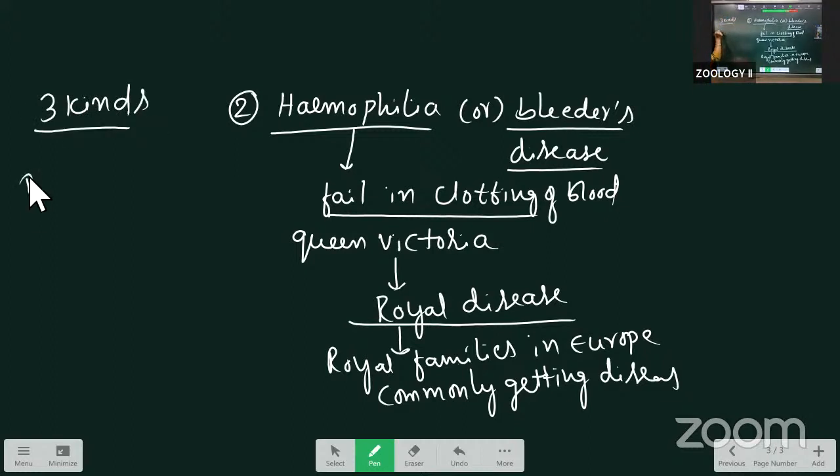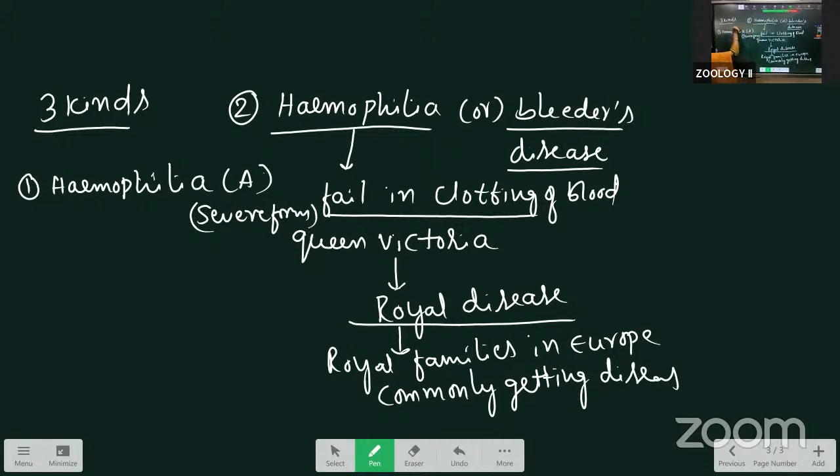First one is called hemophilia A. It occurs the most, as 80% of the people get this type only. It is the severe form. Why? Because 80% of the people get this type of hemophilia only. That's why we call this the severe form.